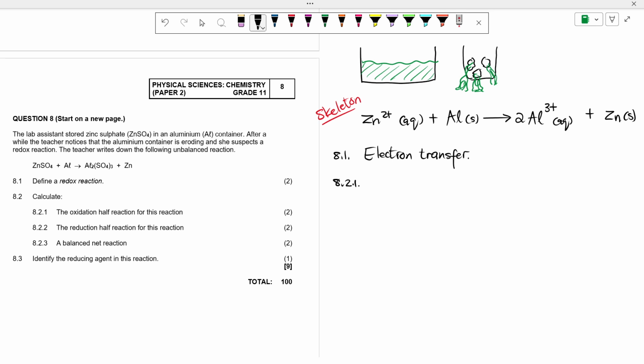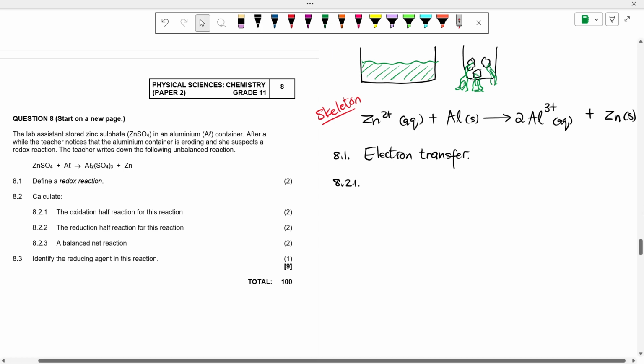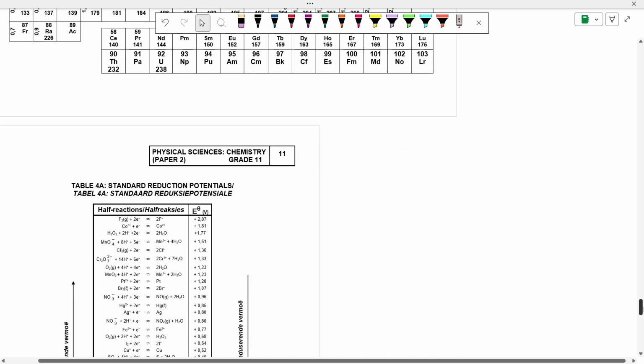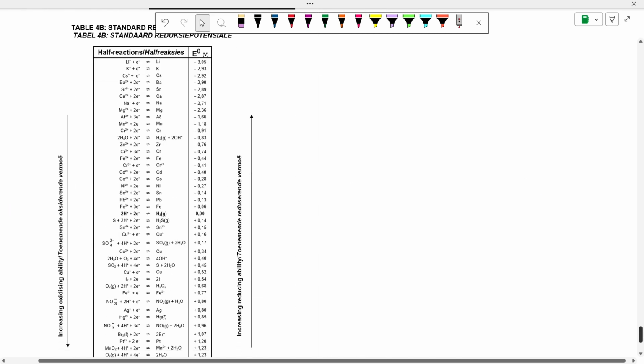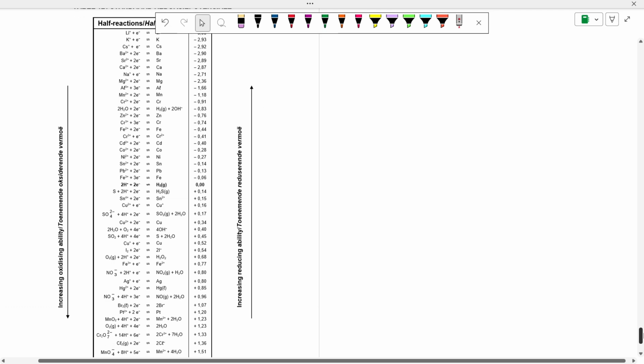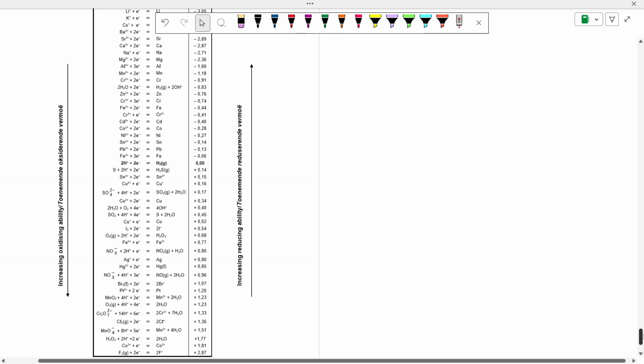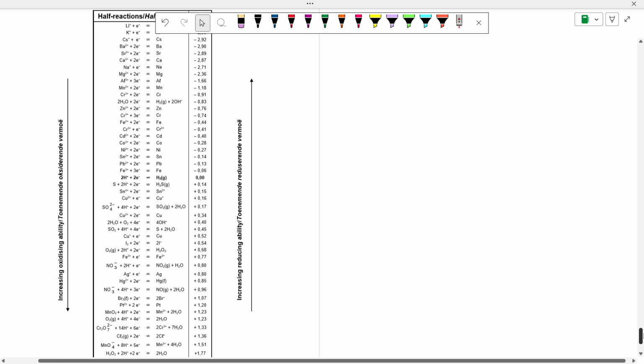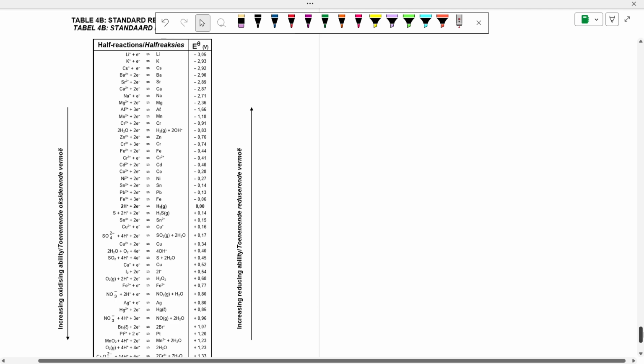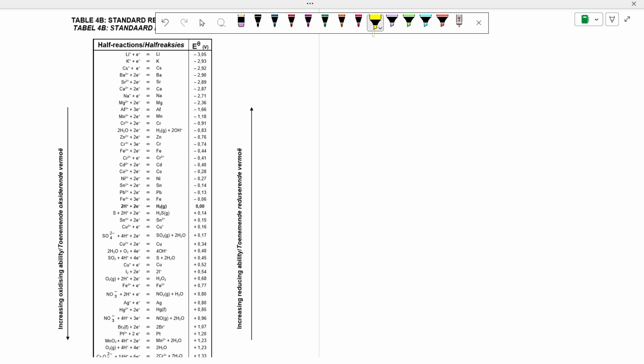8.2.1. This is where we need to just fill up everything now. So it's all up to us. We have zinc and aluminum, so we can just use the tables to finish off this whole thing. I'll use 4B because I think that's the one you guys use. Aluminum and zinc, and we have to be careful to pick the correct ones. Zinc should be zinc to Zn2+, which is this one. Aluminum should be aluminum to Al3+, which is this one.